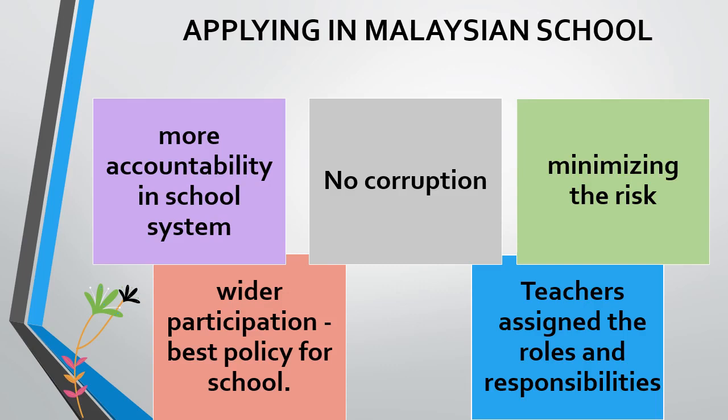Another implication of the participative leadership model in school management and administration is that it minimizes the risk for the top management and yields more benefits to others. Number 4, the best alternative decided in wider participation will result in the best policy for the school, which means the proliferation of ideas can produce better results.